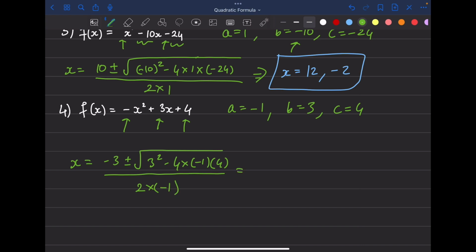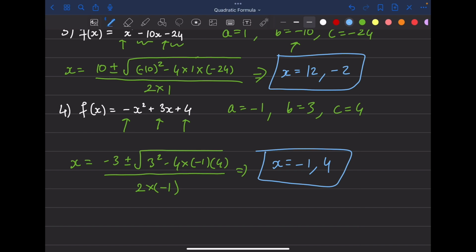Okay, put this in a calculator once again. So we got negative 3 plus the square root of 3 squared minus 4 times negative 1 times 4, all over 2 times negative 1. This gave me negative 1 as my first answer for x. So x is equal to negative 1. And for my second answer, I'm going to change just the sign in the middle to be a subtraction sign. And that gave me just 4. So once again, those are my x-intercepts for this question.